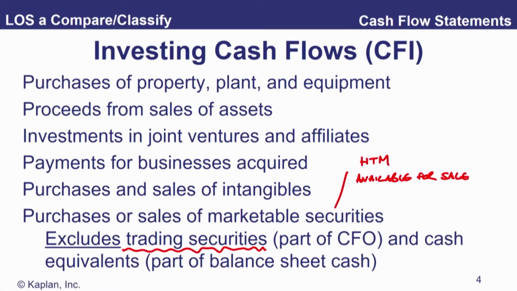Why would this be the case? Well, if you're holding trading securities, what you're really saying is trading in these securities is part of your core business operations. As a result, you're likely to be some form of financial institution, some kind of fund maybe, or some kind of investment bank where trading these securities is part of your day-to-day business operations. And because it's part of our day-to-day business operations, it should pass through cash flow from operations rather than cash flow from investing. The other one as well is cash equivalents, which we're going to treat as part of balance sheet cash. Remember, a cash equivalent is typically a short-term money market instrument with less than 90 days to maturity.